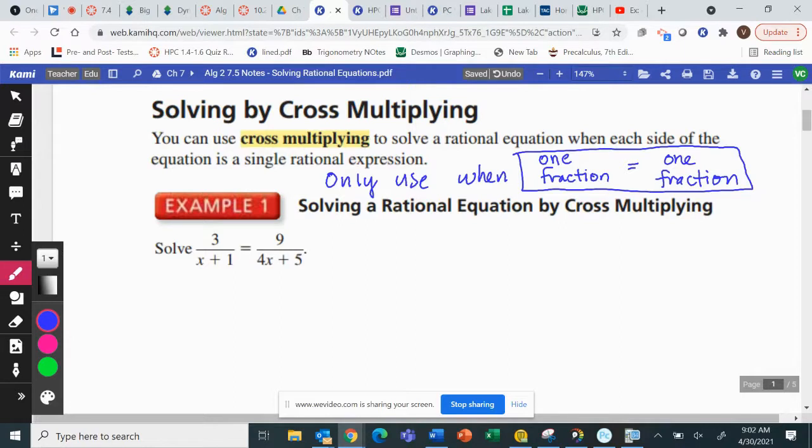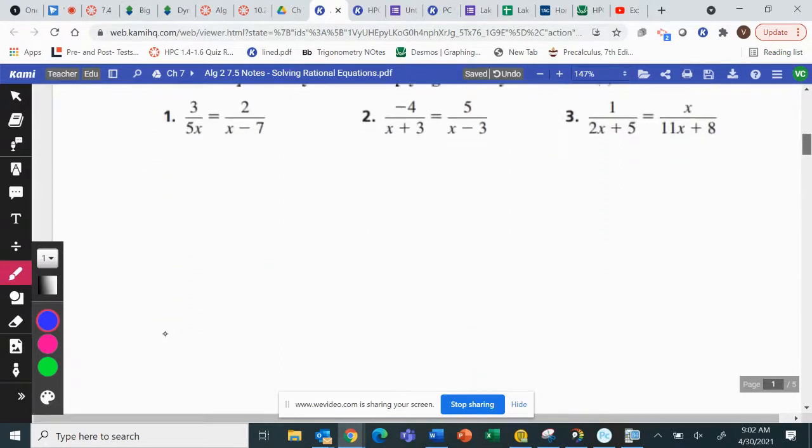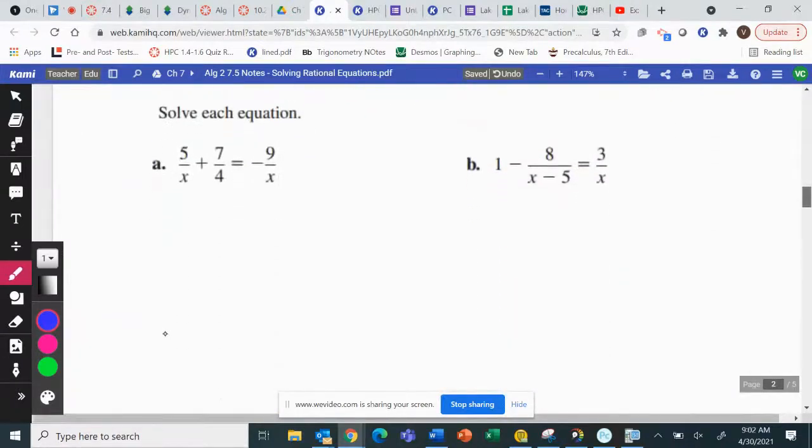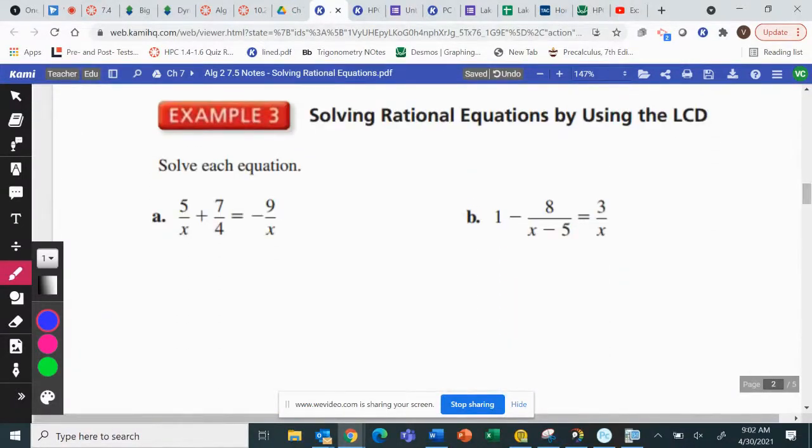If I just go ahead to some other question, example 3, I just opened it up. You don't have to follow me there if you just look up here. Can I use cross multiplying for example 3? No, because I have two fractions being added equal to another fraction. If you have two fractions equal one fraction, you cannot use cross multiplying.